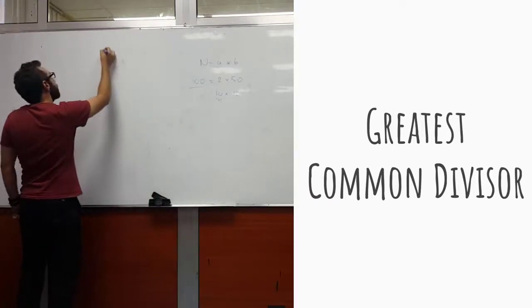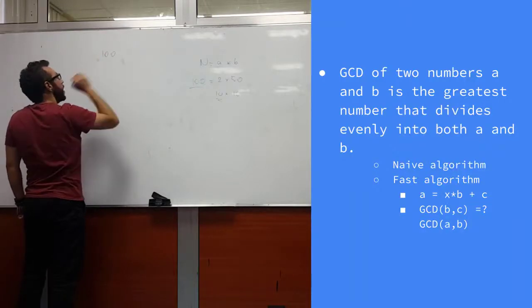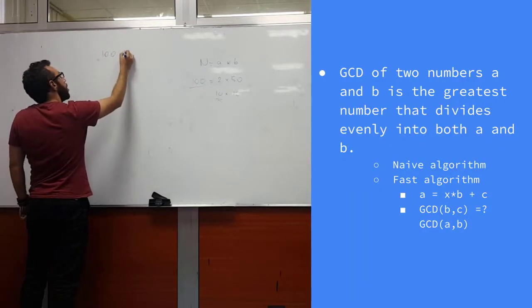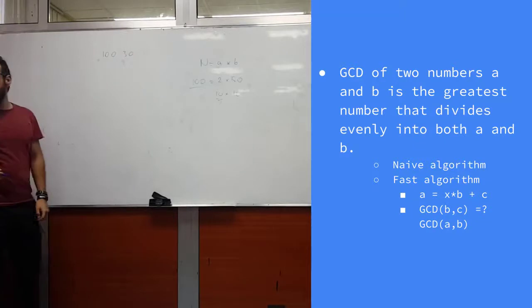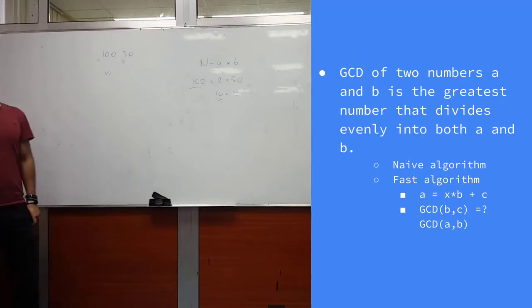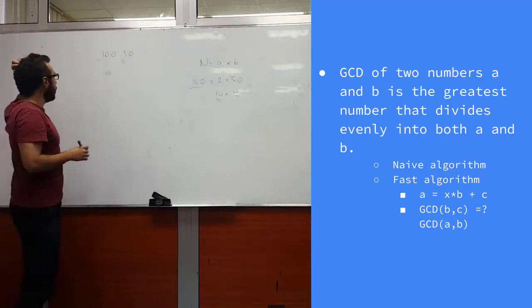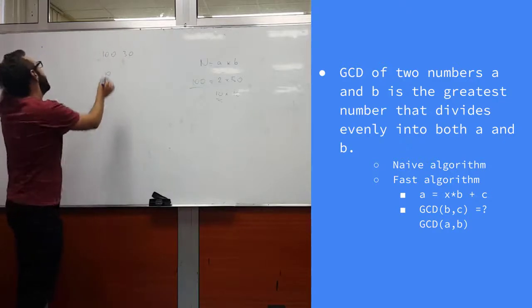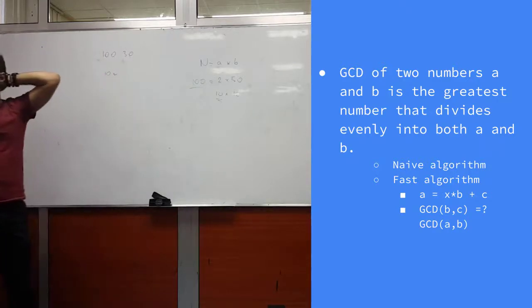Let's say we have 130. For this example, I think they are both divisible by 10, right? And is there anything that is higher? This is not divisible by 15. This is not divisible by 20. I think 10 is the answer for these two numbers.